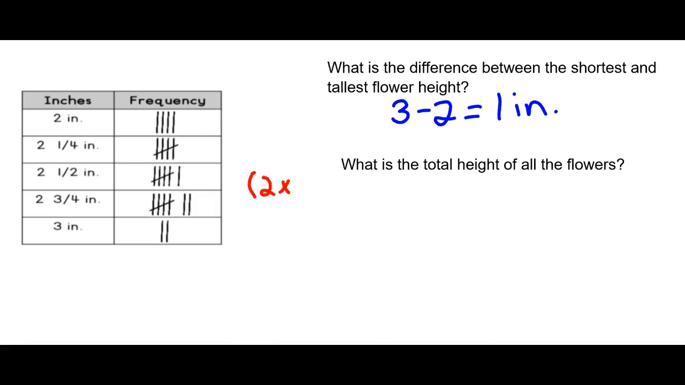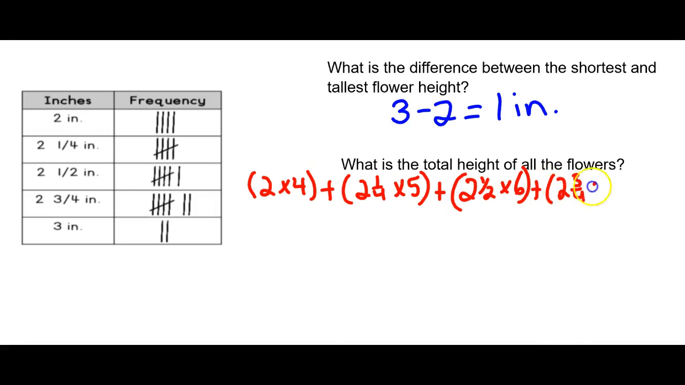Okay, so we have 2 times 4, plus 2 1/4 times 5, plus 2 1/2 times 6, plus 2 3/4 times 7, plus 3 times 2. Okay, so there's our equation. Write that down on your whiteboard, and then your job is to start solving it. When you have an answer, come back and check in your work.